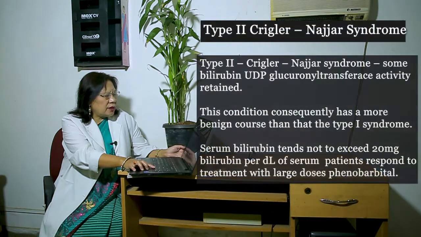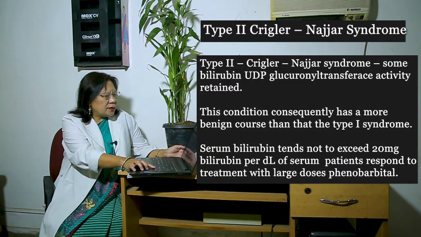So type 2 Crigler-Najjar syndrome: some bilirubin UDP glucuronide transferase activity is retained here. This condition consequently has a more benign course than that of the type 1 syndrome. Serum bilirubin tends not to exceed 20 mg bilirubin per dl of serum. Patients respond to treatment with large doses of phenobarbital.